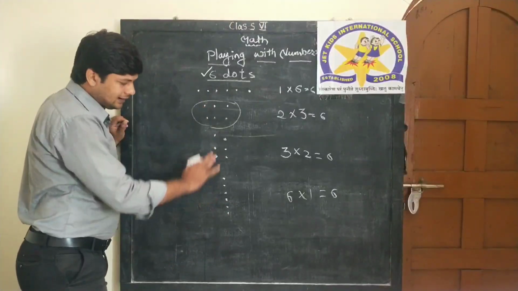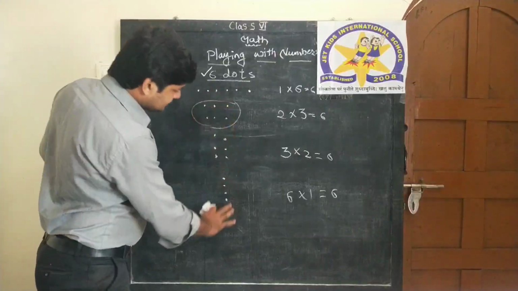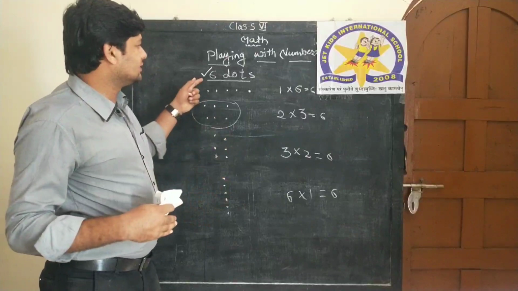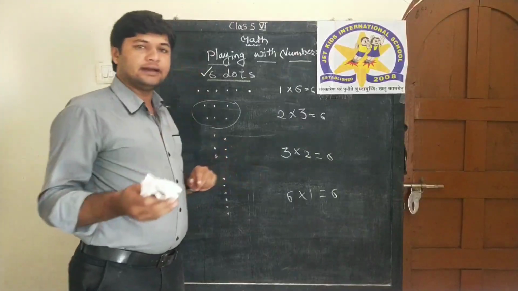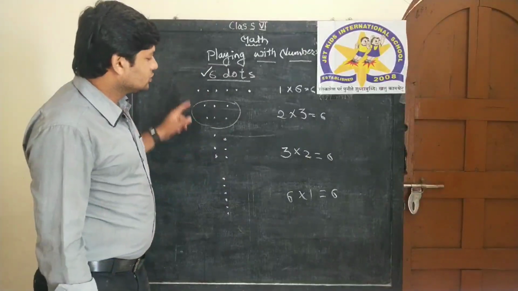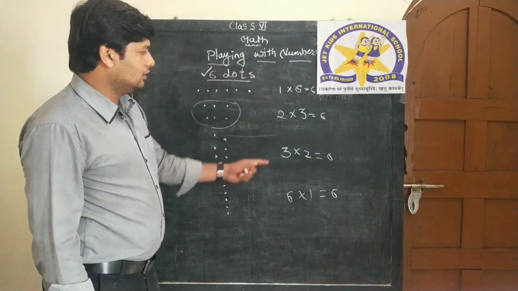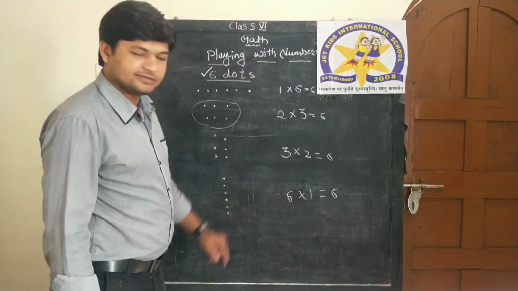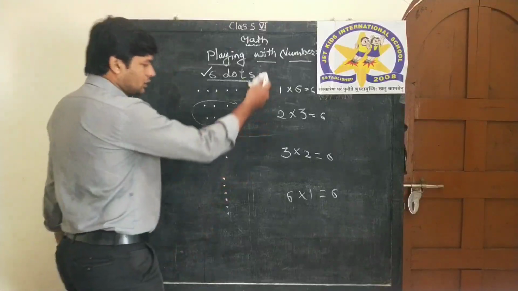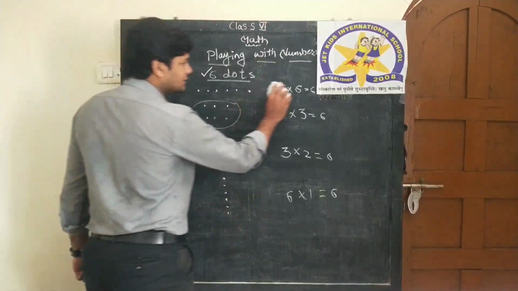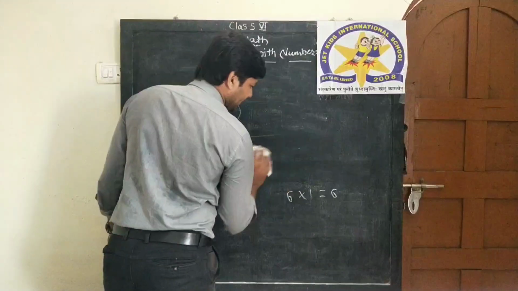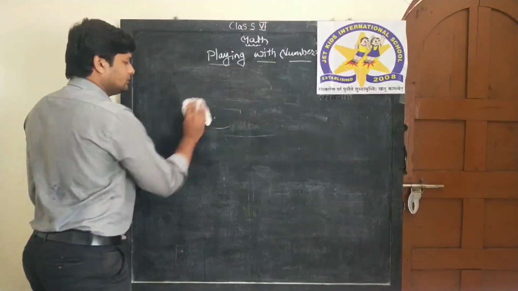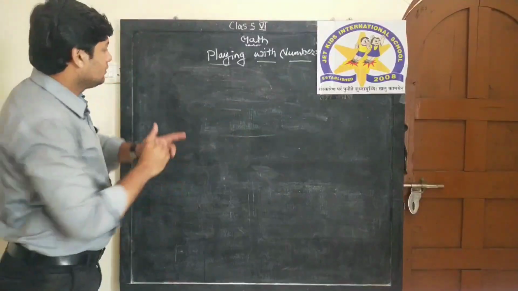Hope you understood this example: we have 6 dots and how we can arrange them in possible ways. There are 4 ways to arrange these dots. Now, how do factors work? That we are going to discuss now. Factors.